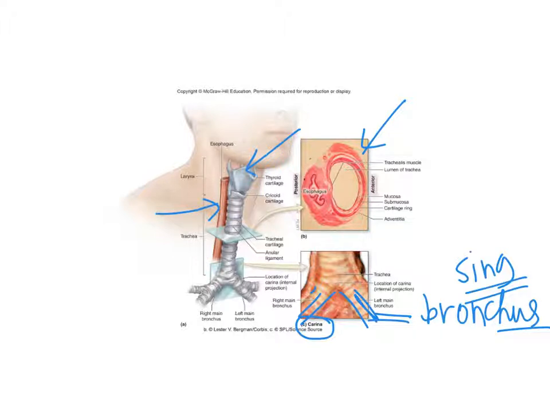Now if we look at this, hopefully you can see. Here's the muscle, and here's the esophagus behind it. This is where the air is going to go, and then here's the cartilage ring. It's all going to be lined with mucosa, submucosa, and on the outside is adventitia.